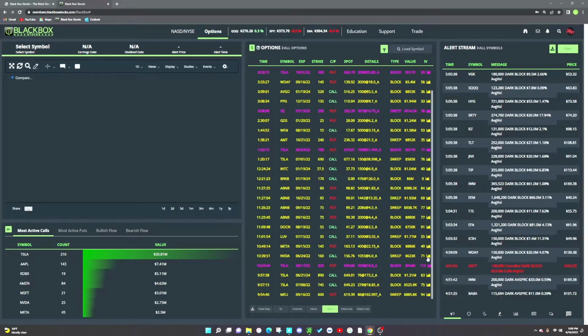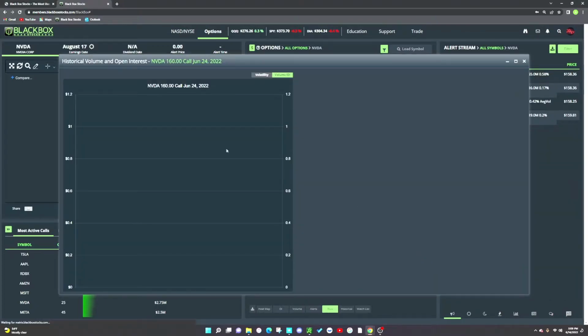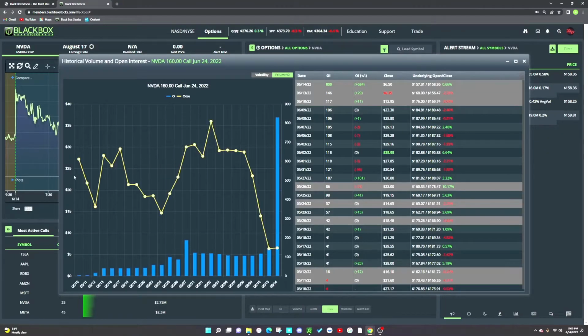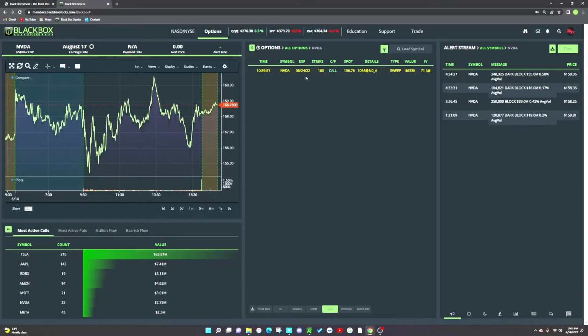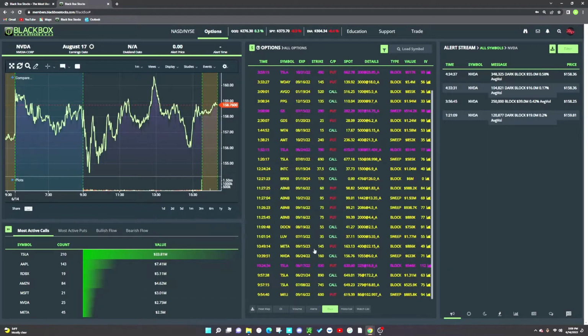Okay, now I can click over here at this IV tab and I can see the open interest for the day. The yellow line is the close and the blue is your OI. So the open interest really shot up today. All right. So this is something to keep an eye on.